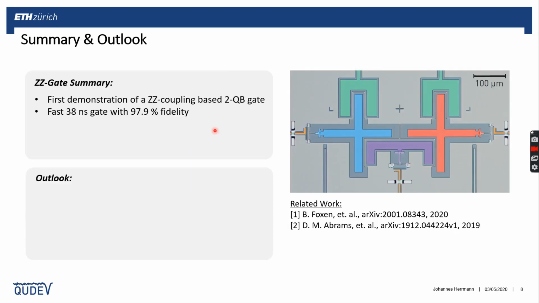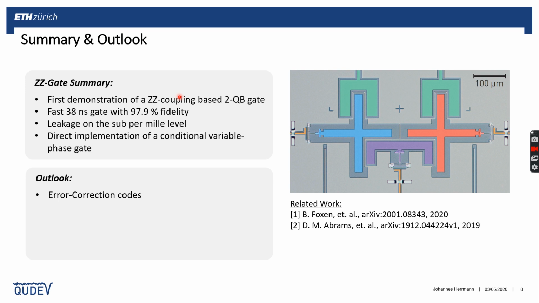So with this, I would like to conclude my talk. And so what did we do? We did the first demonstration of a ZZ coupling-based 2-qubit gate. We achieved a fast 38 nanosecond gate with a fidelity of 97.9%. We demonstrated low leakage in the system on the sub-permille level, which is important if you think about an application in today's error correction codes, which can only deal with errors in the qubit subspace.